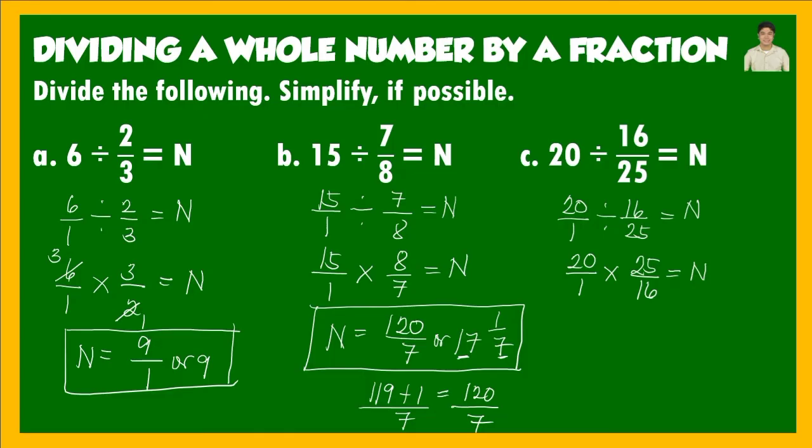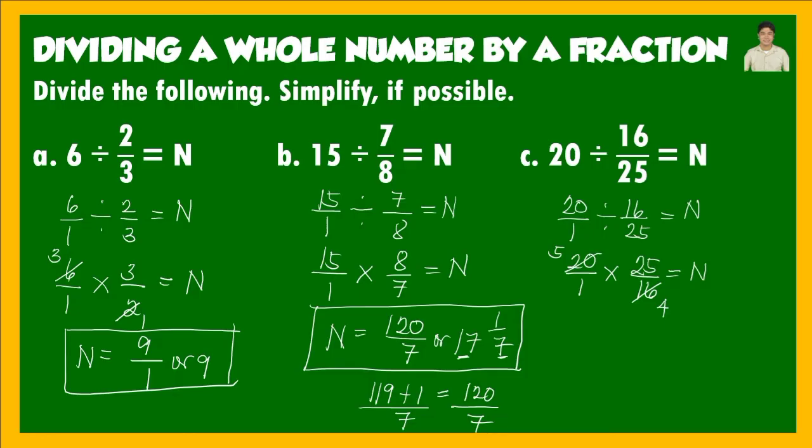Next, let us get the common factors. So, we'll use cancellation method here. So, 20 and 16, their GCF is 4. So, 20 divided by 4, this will become 5. 16 divided by 4 is 4. And then 25 and 1, we cannot cancel them.